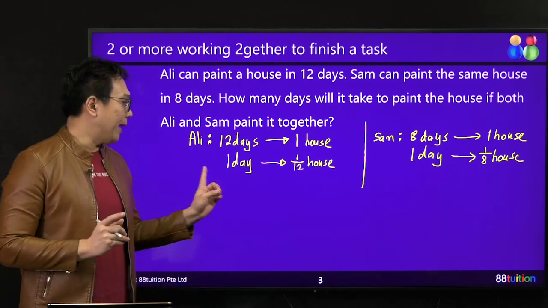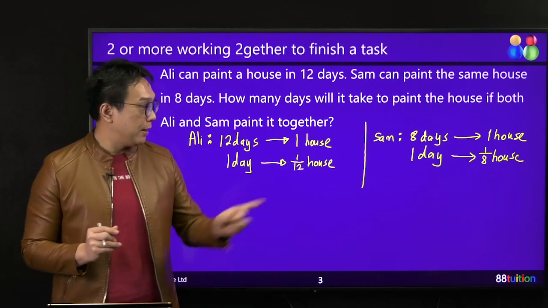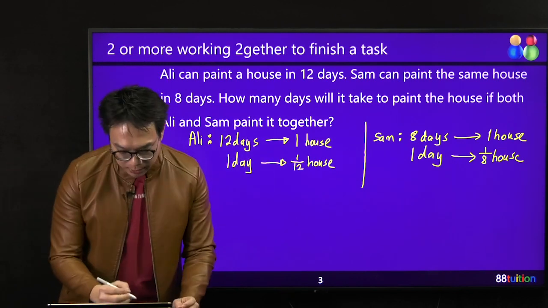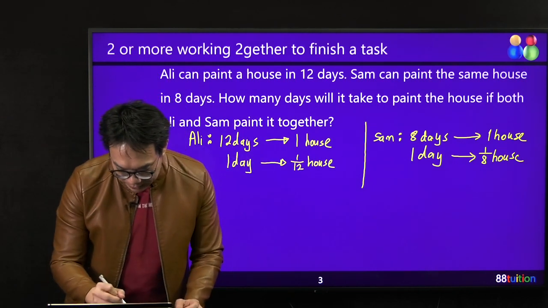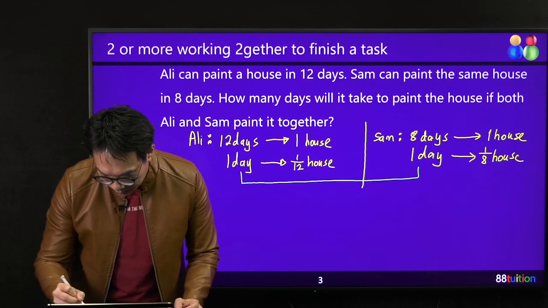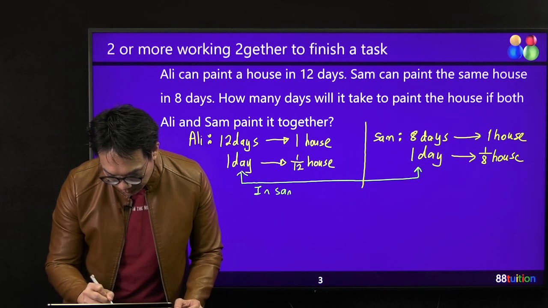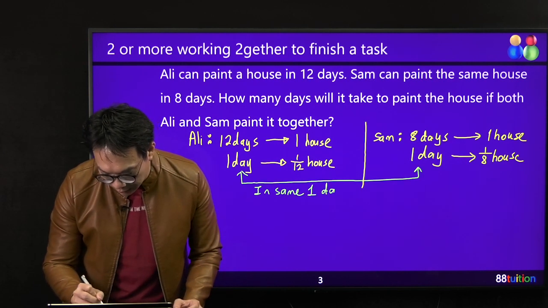Alright, so in one day, Ali can paint 1/12 of the house. In one day, Sam can paint 1/8 of the house. Now they combine power. If they combine power in the same one day, what happened? In the same one day, how much of the house can they paint?